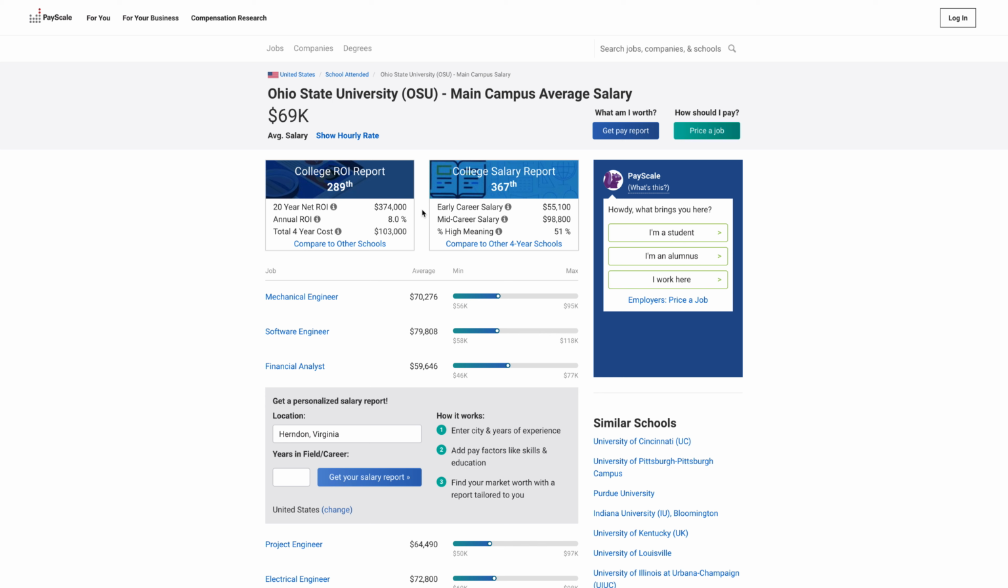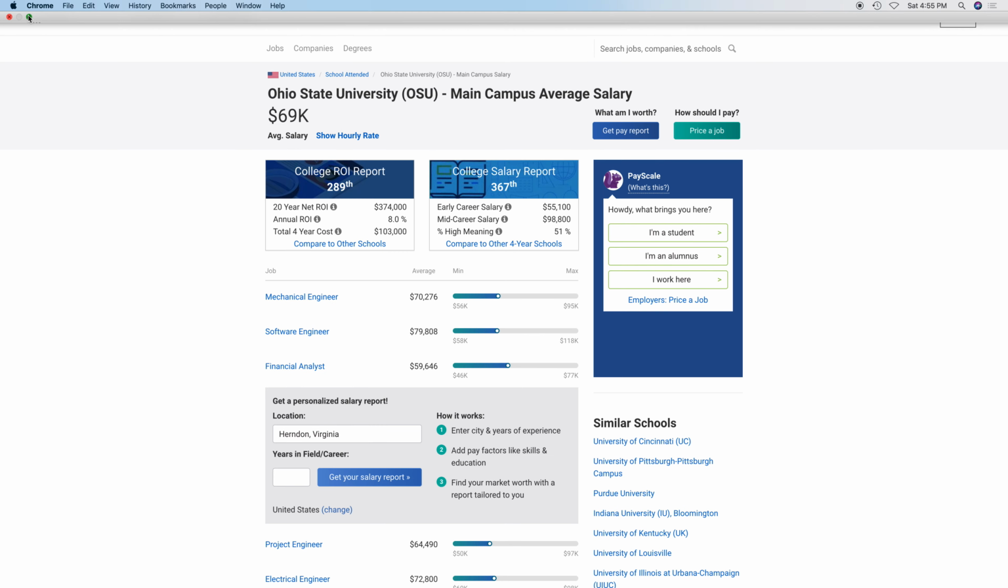The average cost is about $103,000. That's what the average cost is. You can also see early career salaries for students coming out of this college is $55,000. Mid-career salary is about $98,000. So all in all, a great college. That's something which you should definitely consider.